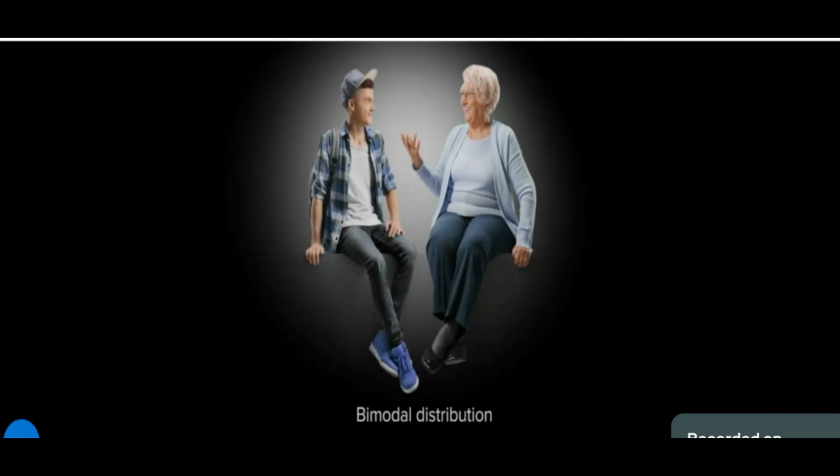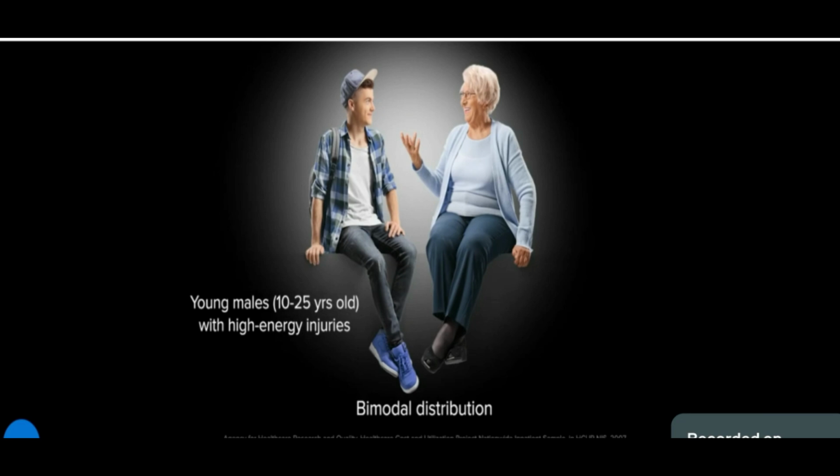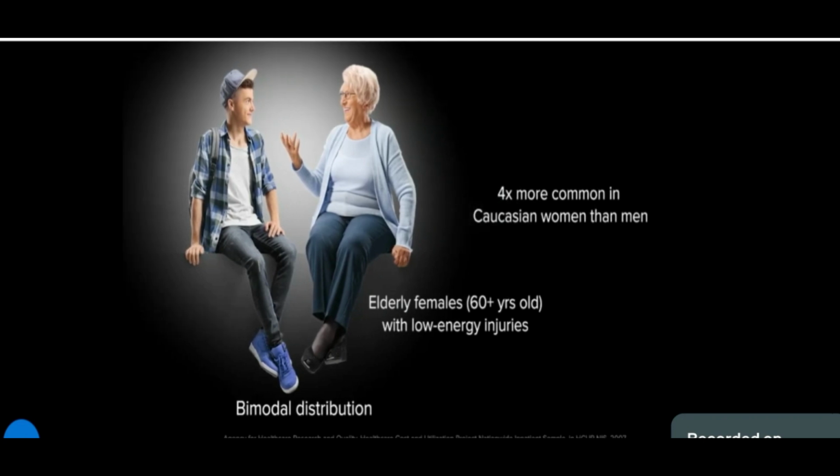Distal radius fractures have a bimodal distribution between young and old. Males aged 10 to 25 years are injured due to sports and auto accidents, and women older than 60 due to falls, osteoporosis, and osteopenia. Women, especially Caucasian, are 4 times more commonly affected than men.